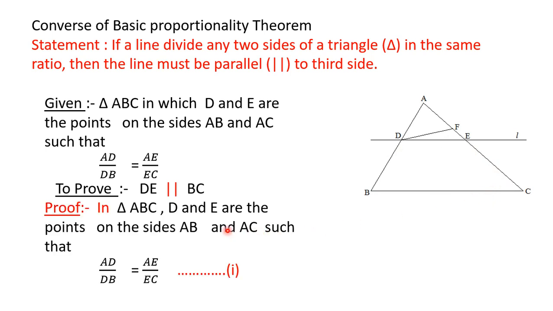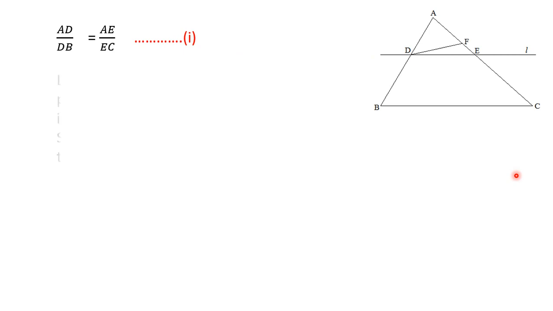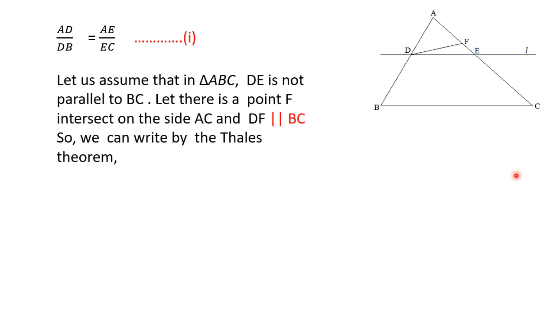So for proving this, whatever is given, we have to write: ABC is a triangle and D and E are the points, and ratio AD upon DB is equal to AE upon EC. So for proving that DE is parallel to BC, we assume that DE is not parallel to BC. Then there must be a point on the side AC that joins with D, so the line from D to that point will be parallel to the side BC.